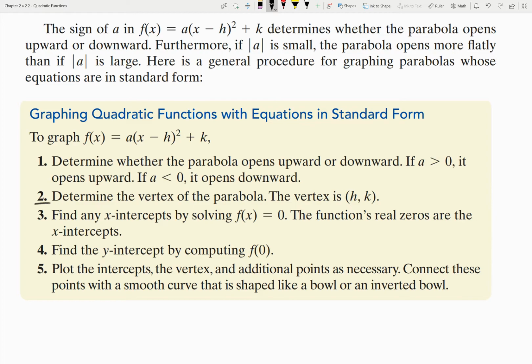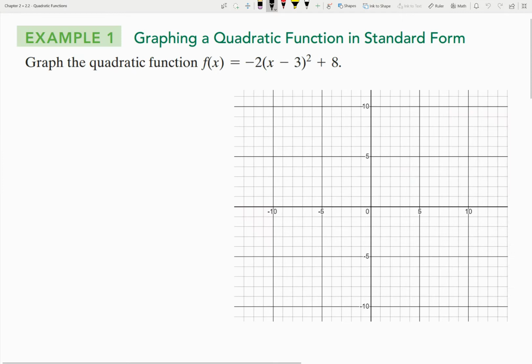the function is going to go, we can plot just the vertex and some additional points using transformations, using stretches and compressions to get my points. And I only have to graph half of a parabola because it's symmetric. All parabolas are symmetric around the vertex, which means that if I graph the right half, I know the left half as well.